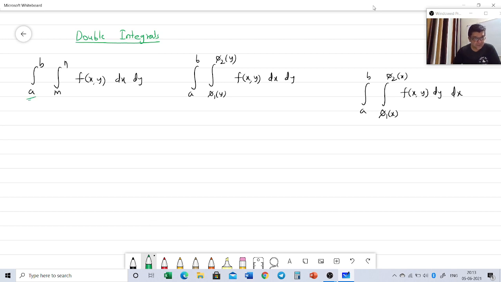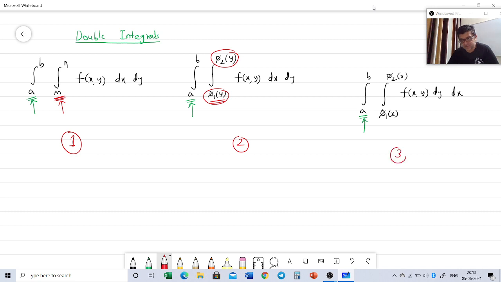The first point: the limits of the outer integral are always constant. Here, this is the outer integral, limits are constant. Here outer limits are constant. Here also the outer limits are constant. In case number 1, the inner limits are also constant. In case number 2, the inner limits are functions of y. And in case number 3, inner limits are functions of x.